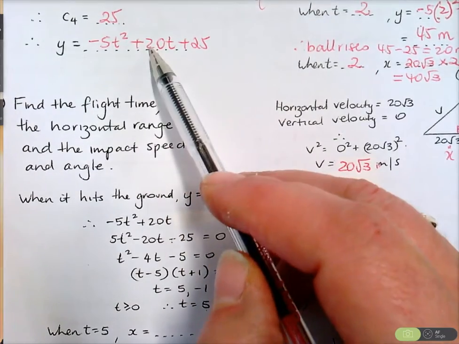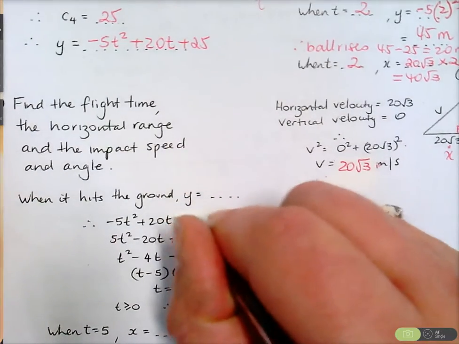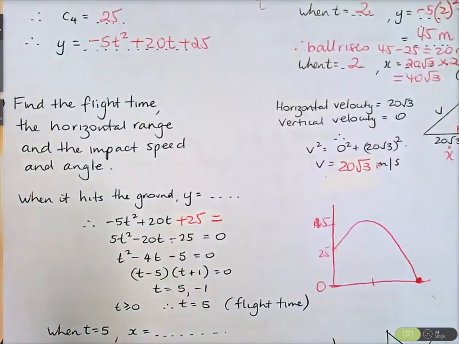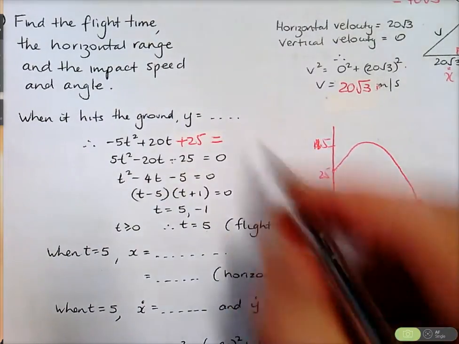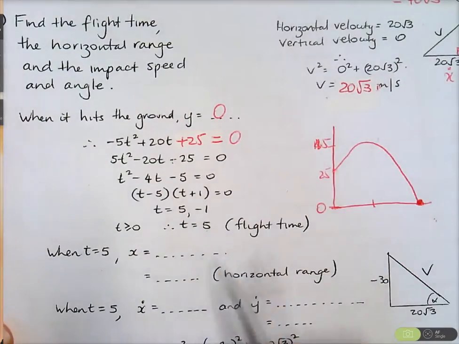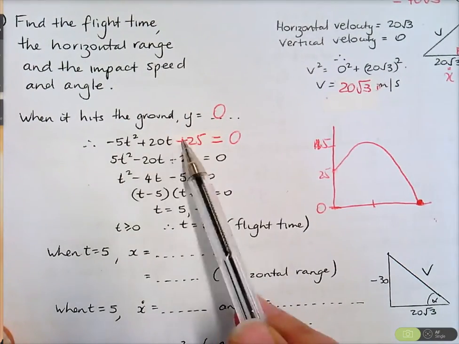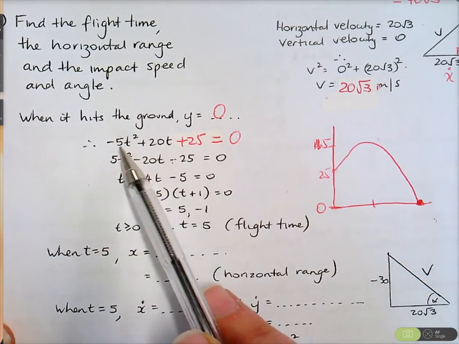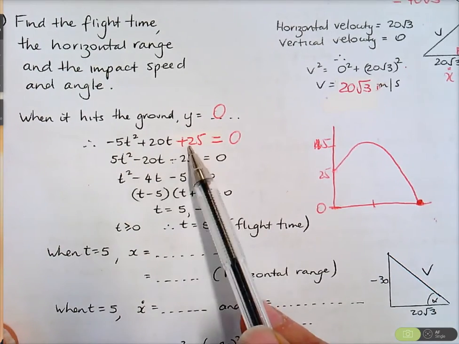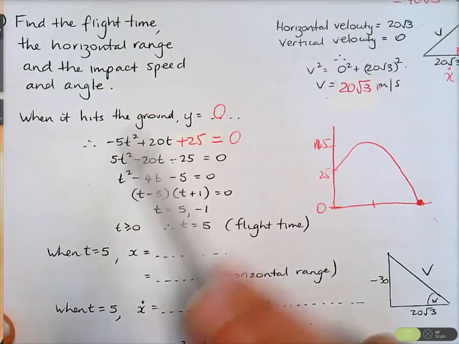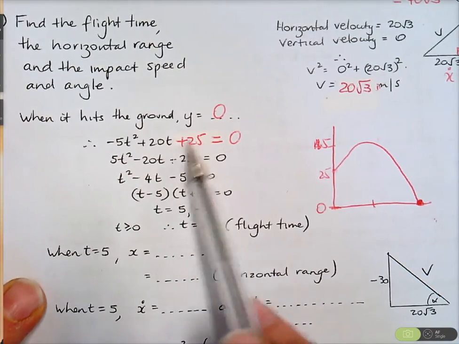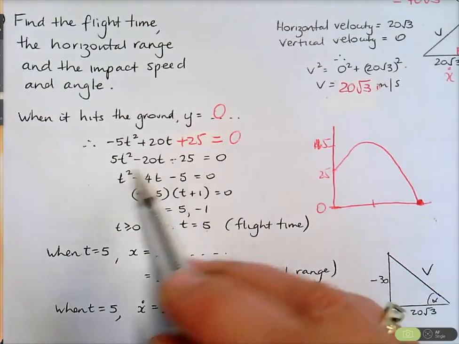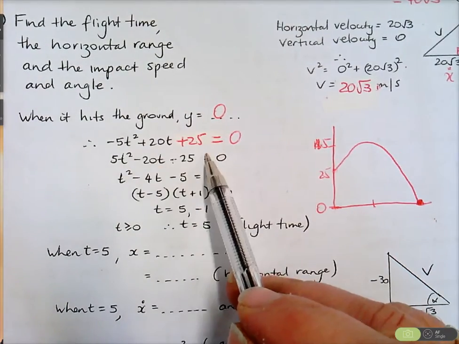Negative 5t squared plus 20t plus 25. Now, when will this particle hit the ground? When y equals 0. So we put that equal to 0. So there's our equation for y equals 0. Negative 5t squared plus 20t plus 25 is 0. Now just take everything over to the other side and you get that. All right? Can you fix that, please? So now dividing by 5, you good with that?